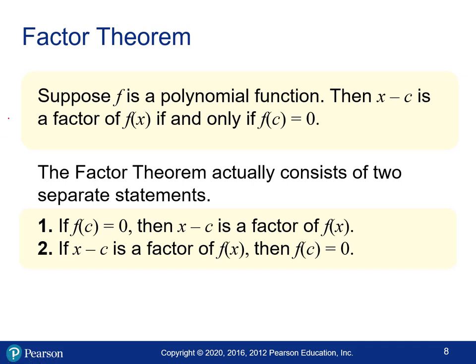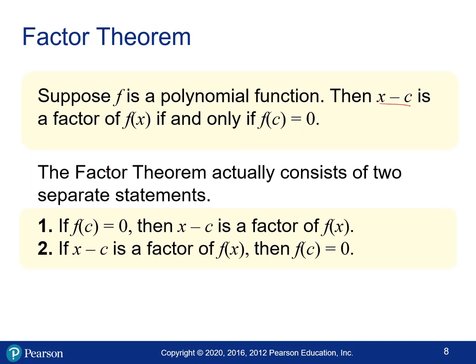Okay, so one last theorem for this part of learning about our zeros for our polynomials, and it's the factor theorem. So this theorem says that if we have our polynomial, x minus c is a factor of our polynomial if and only if f of c equals 0.